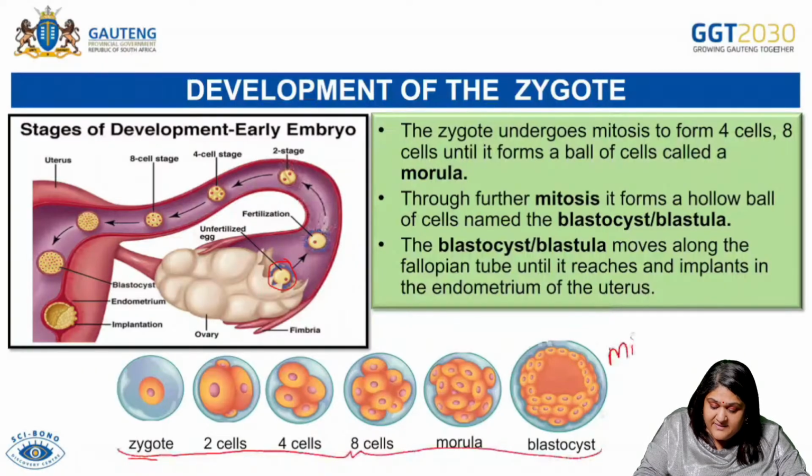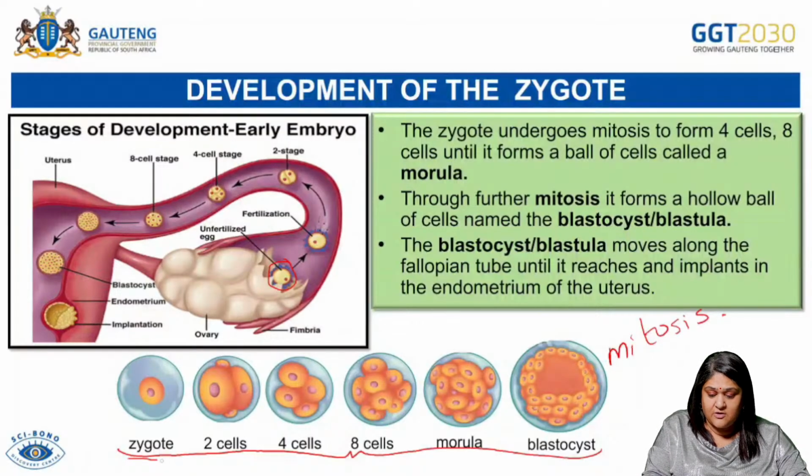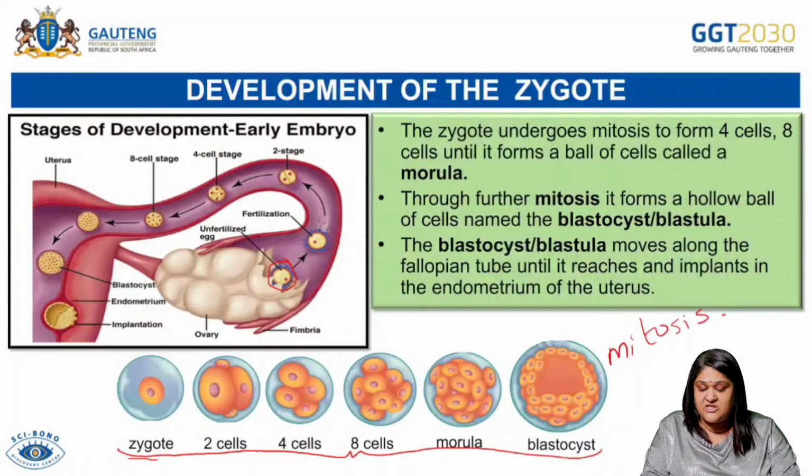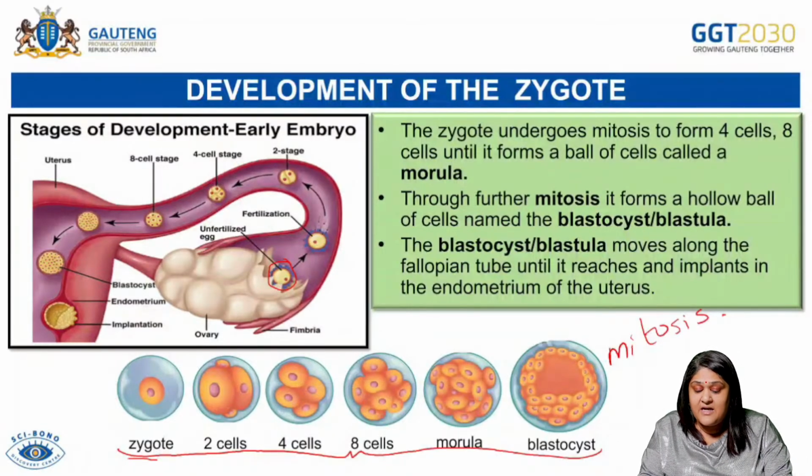And this is all happening because of mitosis. So then it's going to undergo mitosis, the zygote, to form a 4-cell structure, an 8-cell structure, then a morula. A morula is a ball of cells. And a blastocyst is a hollow ball of cells.